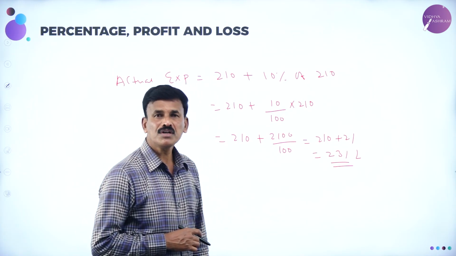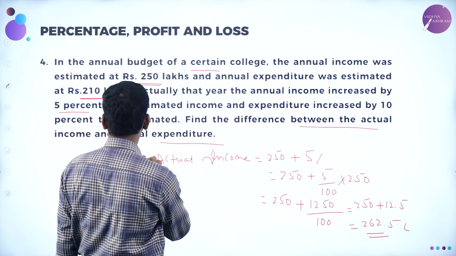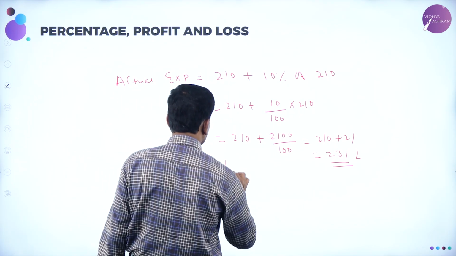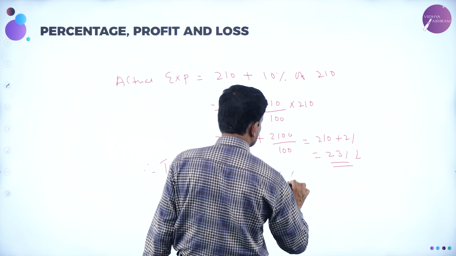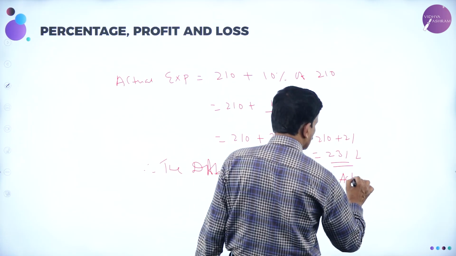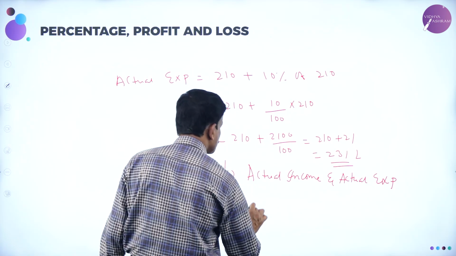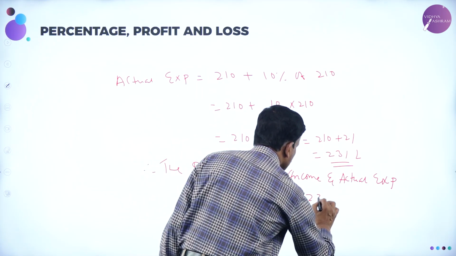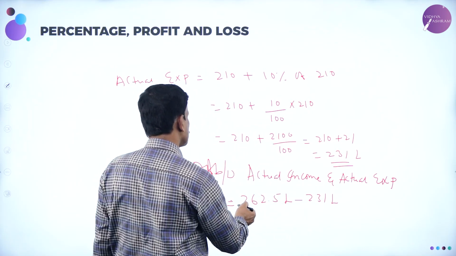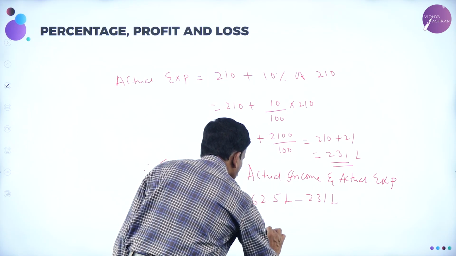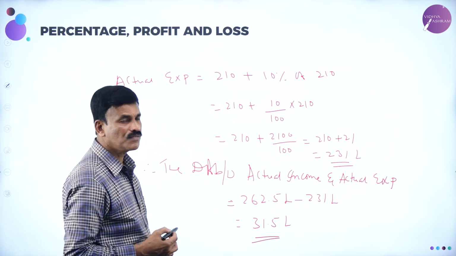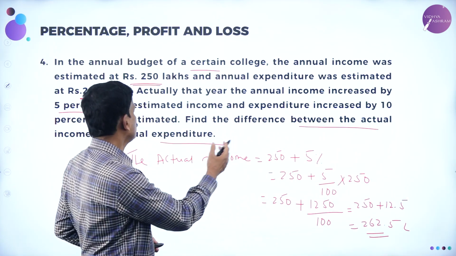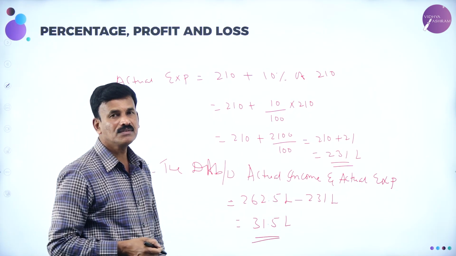231 lakhs. Okay. Now, what is required to find? Find the difference between the actual income and the actual expenditure. So the difference between actual income and actual expenditure is nothing but the difference between these two, that is 262.5 lakhs minus 231 lakhs. What is this equal to? 262.5 minus 231 is nothing but 31.5 lakhs. This is the difference. That's it. Hope you followed. So the difference between the actual income and the actual expenditure is found to be 31.5 lakhs in this case.